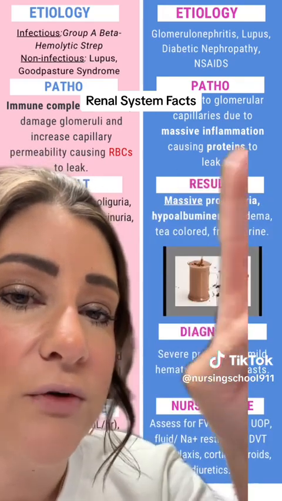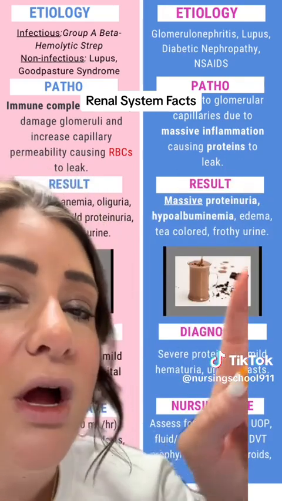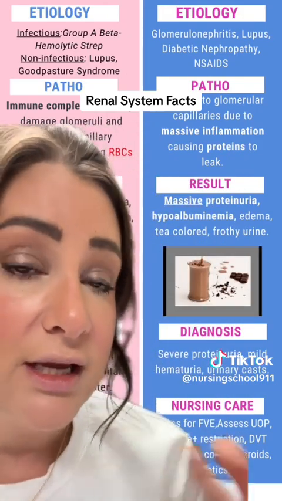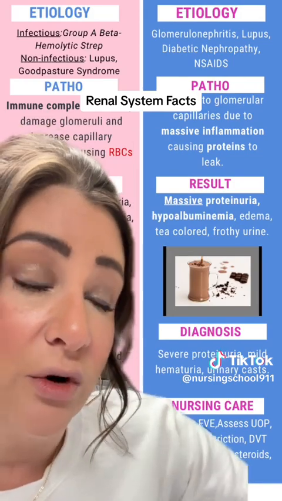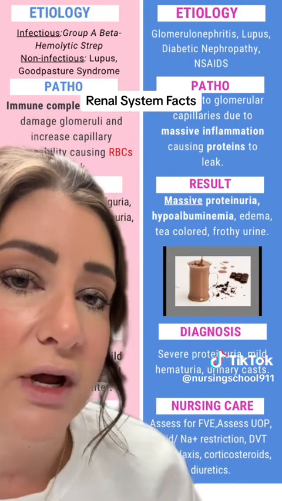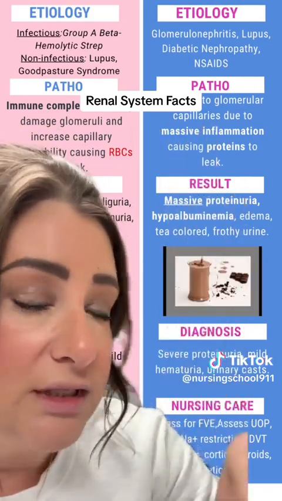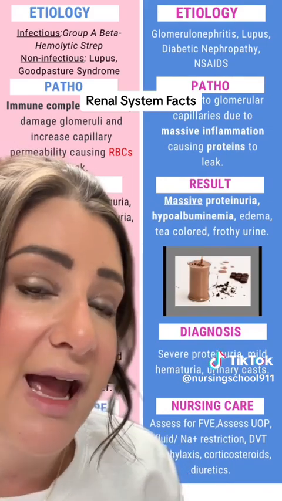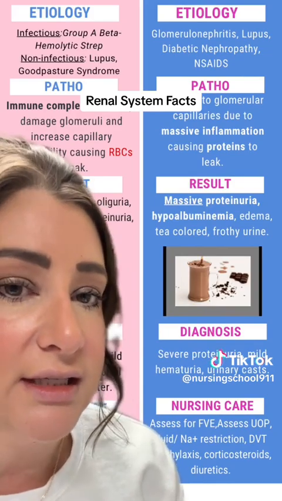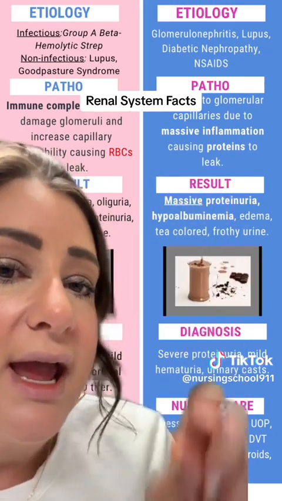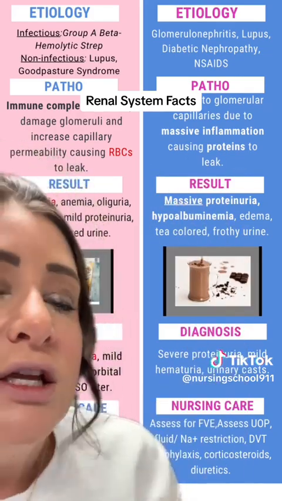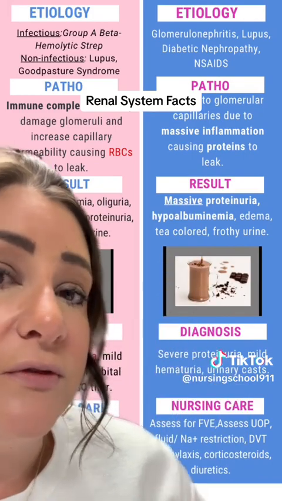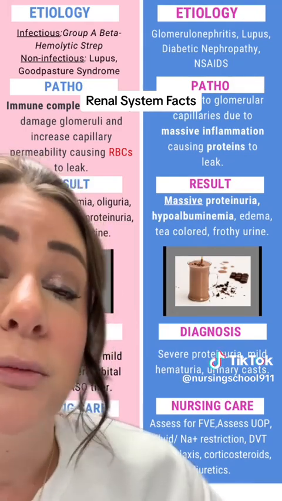So looking at nephrotic syndrome over here in the blue, look at our etiologies. Our first etiology is glomerulonephritis. So glomerulonephritis, if it progresses far enough, can cause nephrotic syndrome. Lupus, again, here comes lupus again attacking the kidneys. Lupus is absolutely devastating to the kidneys. Diabetic nephropathy and also NSAIDs. So the patho here is pretty similar, but there's even further damage to those glomerular capillaries.